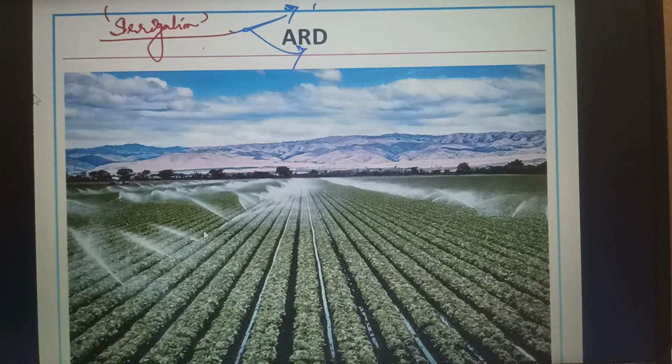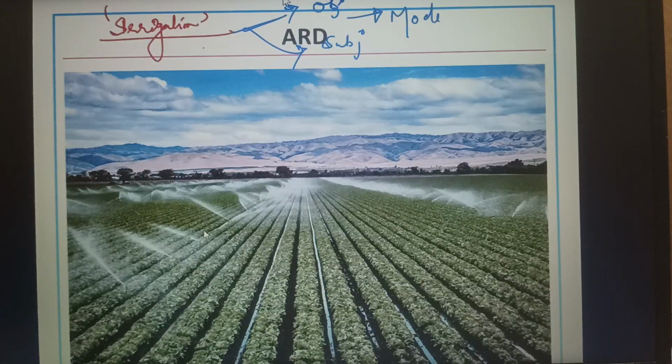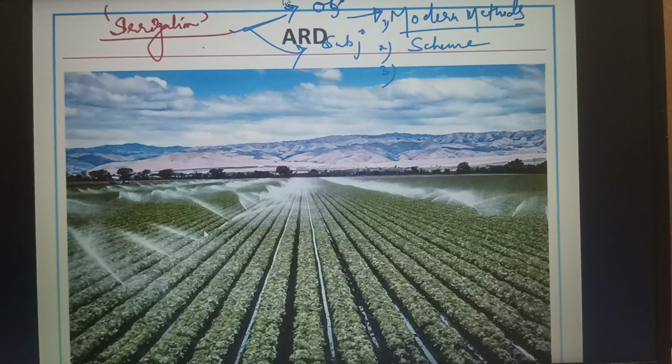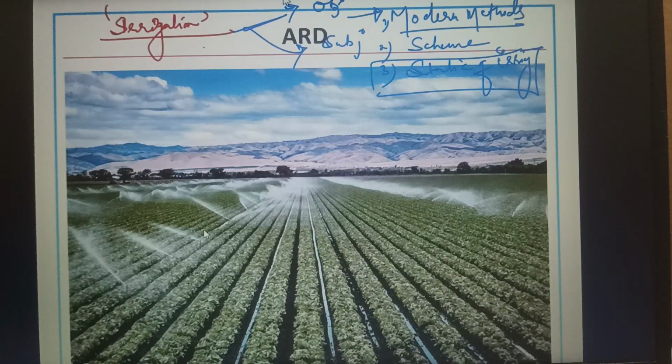So see, there are two types of question: objective and subjective. So what we have to do for objective and what we have to do for subjective. Mostly what they are asking in this sector is related to modern methods of irrigation, first thing. Then they are going on to schemes, and a few slight questions from the static portion of irrigation. This area, they do not ask much. Majorly what they are asking is the modern methods of irrigation.